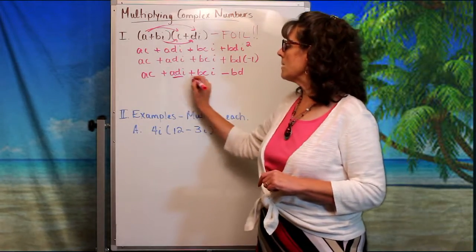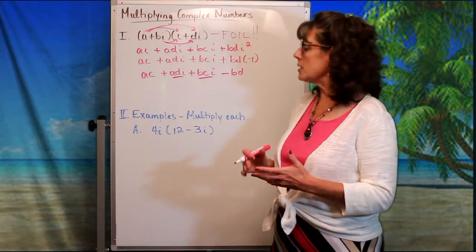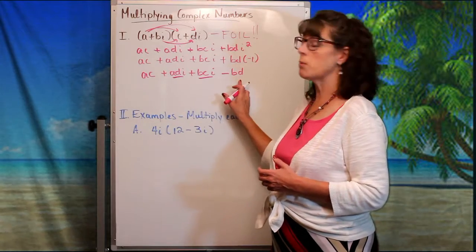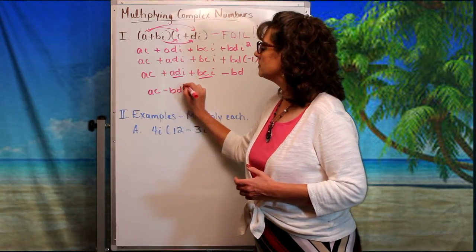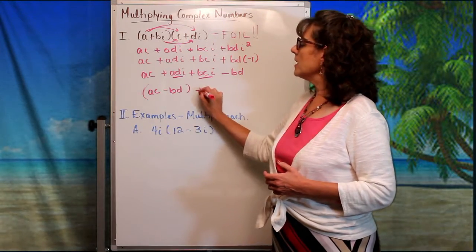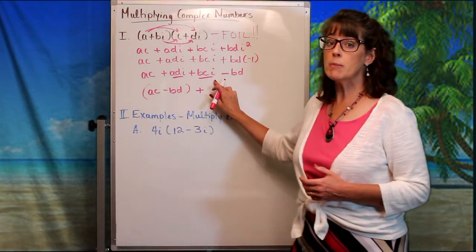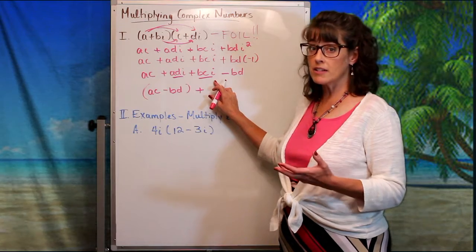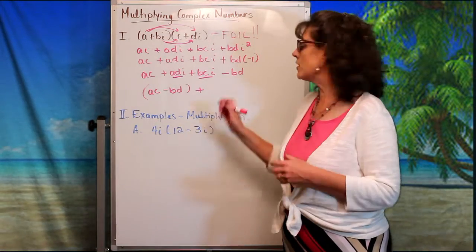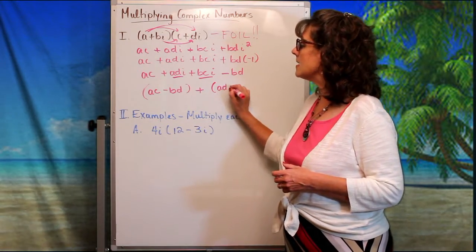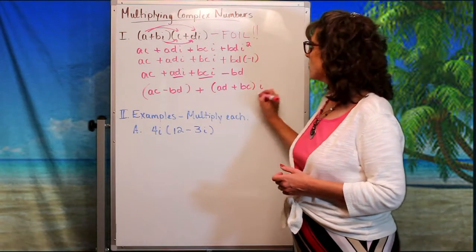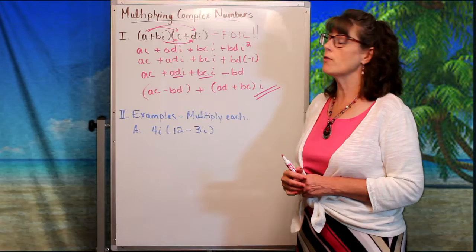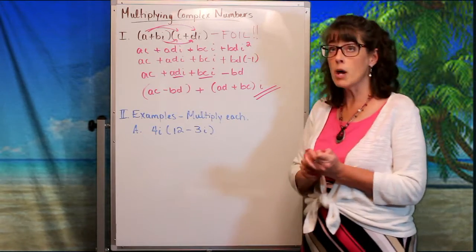Notice that here's my imaginary parts. So I'm going to put the imaginary parts together. I'm going to put my real parts together. So I'll put ac minus bd. And then I'll combine these up. And remember, when I combine those up, if i is acting like a variable, I can combine up those coefficients and I can say ad plus bc and keep the i on the outside. So this is what I will get whenever I multiply those complex numbers.